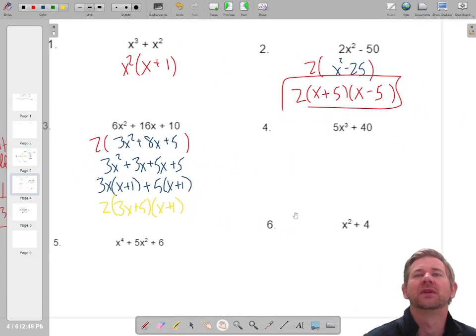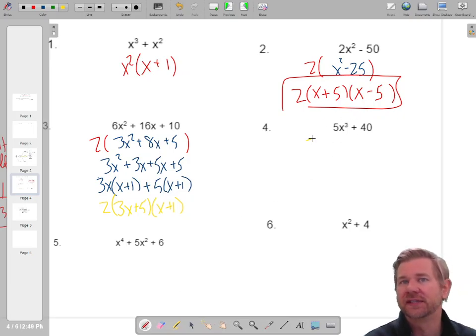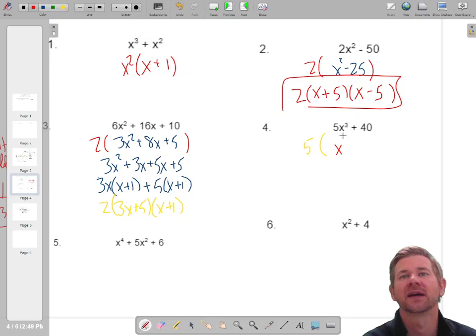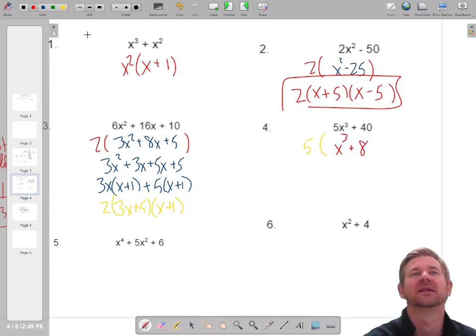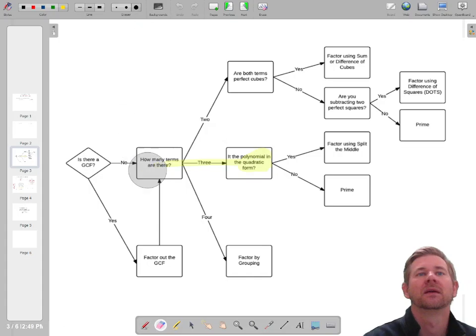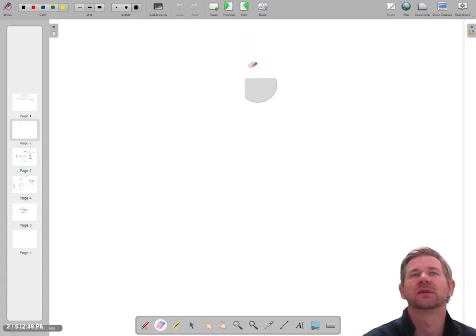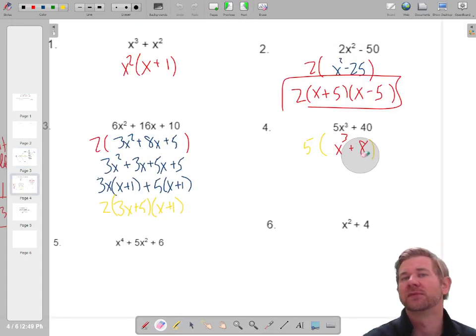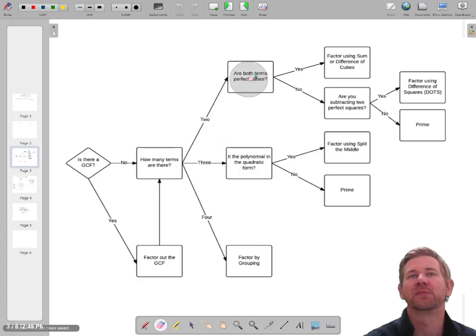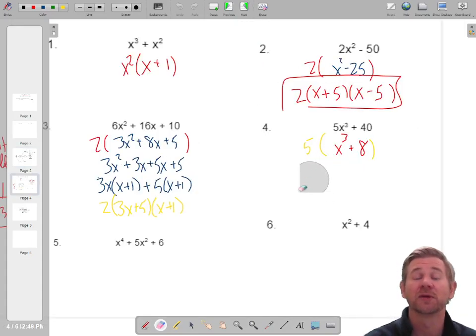Okay, let's try another one. GCF. You always look for GCF. Yes, there is a 5. And now it's x cubed plus 8. X cubed plus 8. So I go back to my flow chart. Let's see. I have 2 terms, x cubed and 8. So, are they both perfect cubes? Yes, they are both perfect cubes.